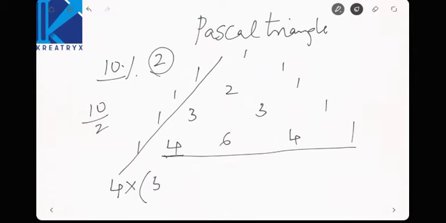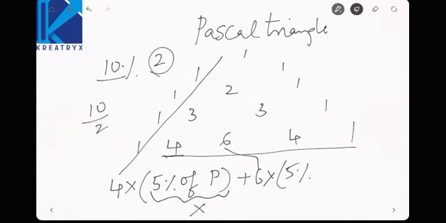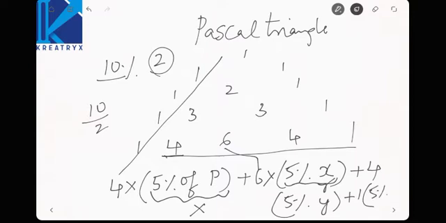Now 5% of the principal amount, plus next take 6 into 5% of this value, let us consider this as x, 5% of x, plus 4 into 5% of this value, let us consider this y, plus 1 into 5% of this value, let us consider this as z. This is the way to calculate compound interest by the Pascal triangle approach.